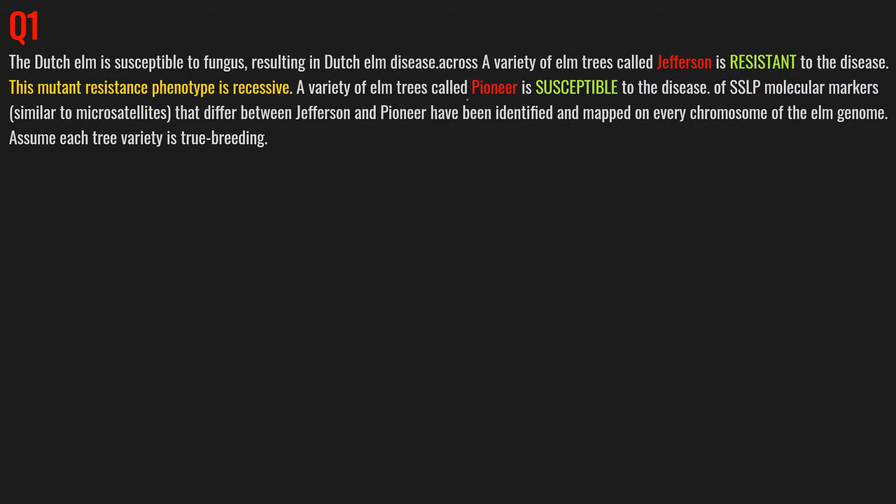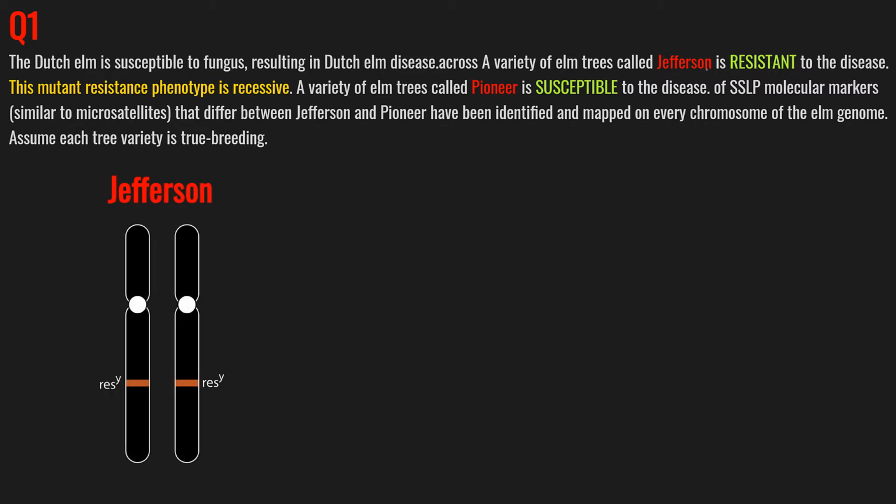So they tell us as well that we have identified some molecular markers located in different chromosomes along the DNA that are unique for each of these two breeds. So there is one unique for the Jefferson and there is one unique for the Pioneer. So let's look first at how the pure breeds, the individuals of our parental cross, look like.